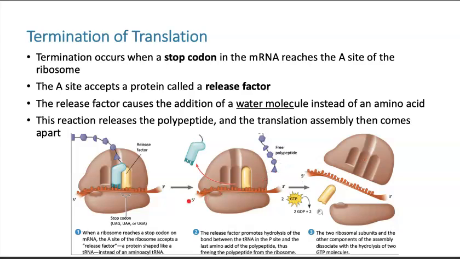And so basically, termination involves just letting everything go, as long as this release factor comes and matches the stop codon. And remember, there are 3 stop codons. Then this releases the polypeptide. We call it a free polypeptide now because it's not bound to a transfer RNA anymore, or the release factor for that matter. And everything releases.